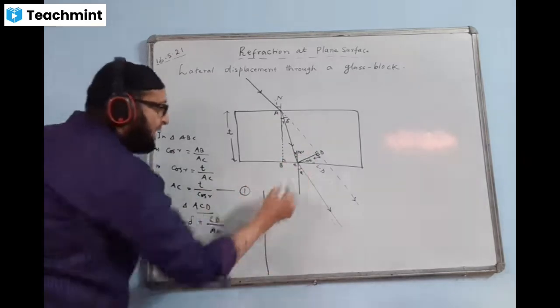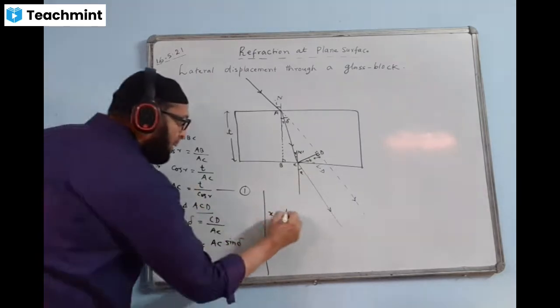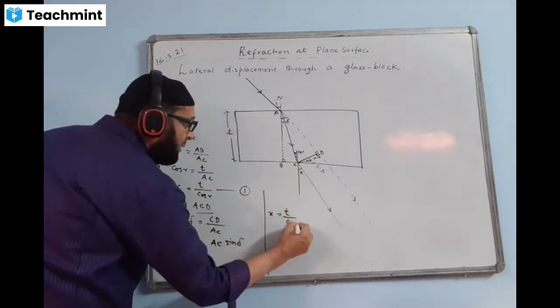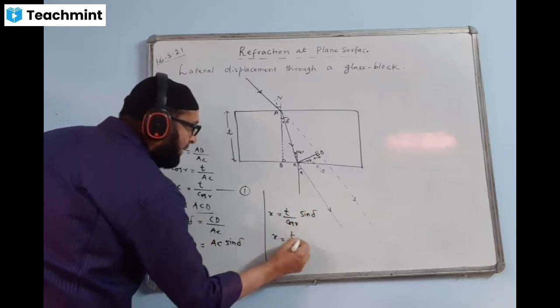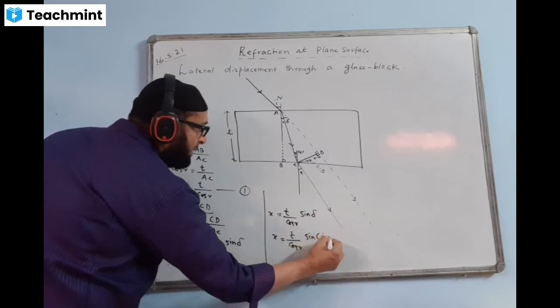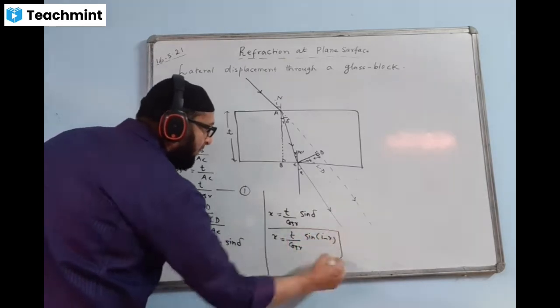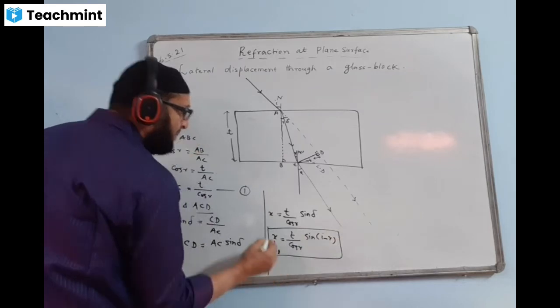CD is the same as X, that is the lateral displacement. AC value I'll put here: T by cos R sine delta. Therefore, the X value will become T by cos R sine delta, and the value of delta we can write as I minus R. So this is the formula. X means lateral displacement, LD.